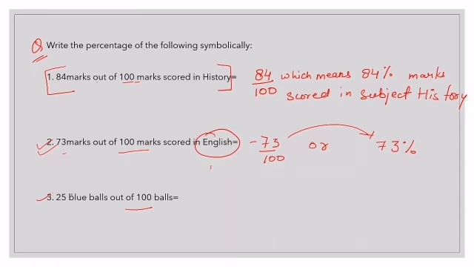Okay. Now the third statement says there are 25 blue balls, and out of how many balls? There are a total of 100 balls, and out of 100 different balls, there are 25 blue balls. So what will be the percentage for blue balls? There are 25 blue balls out of 100 balls. So the percentage for the blue balls will be 25%.